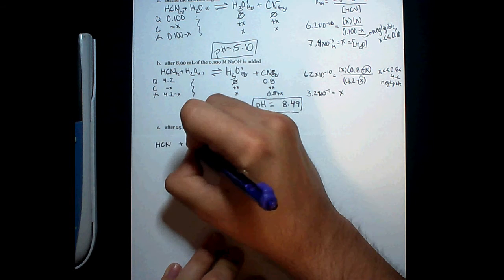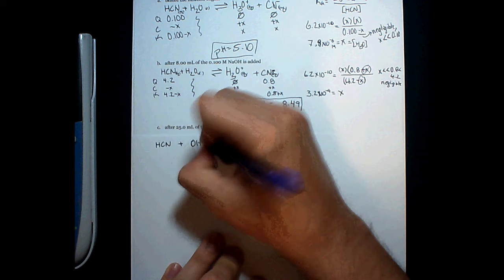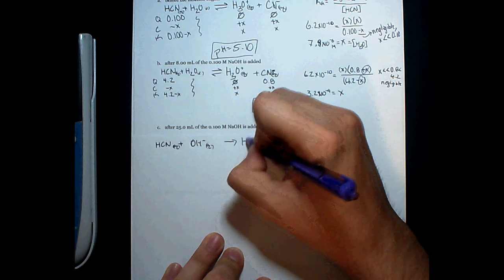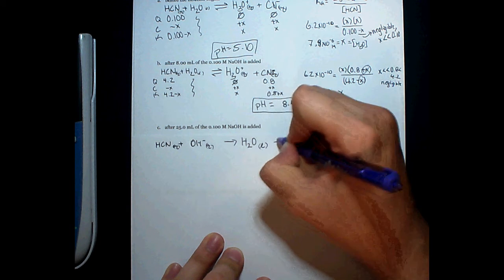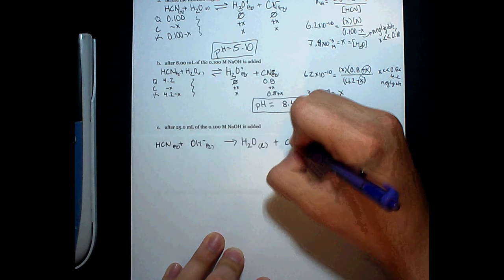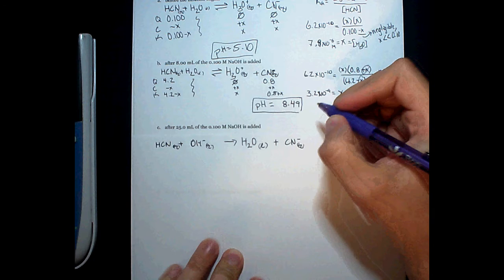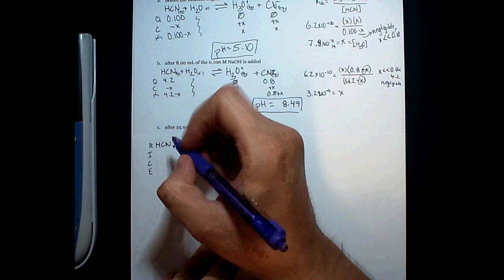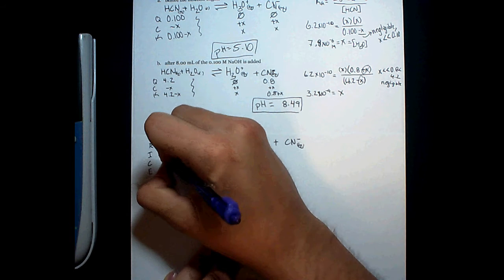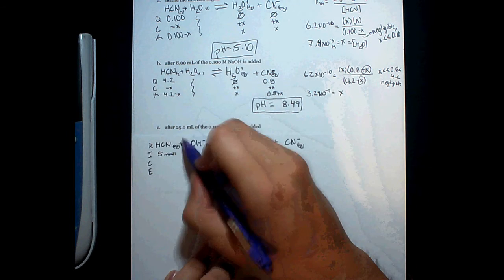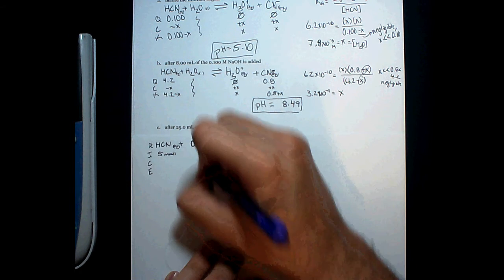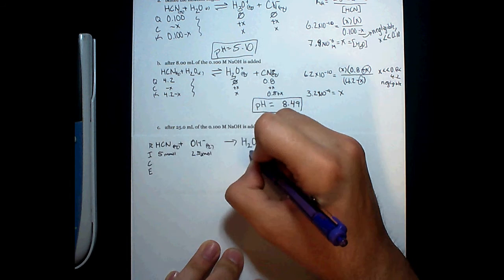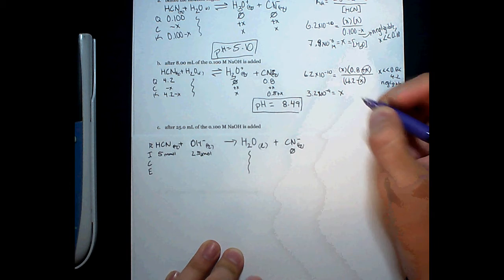HCN plus OH minus. Once again, we're going to make this the net ionic, not equilibrium. That's going to be making H2O, which is a liquid, plus CN minus, which is aqueous. So we're going to RICE table it. So to begin with, we still have that 5 millimoles. Now we have 25 times 0.1 millimoles of the OH minus. That is 2.5 millimoles of the OH minus. We don't care about the water. And this is 0 over here.